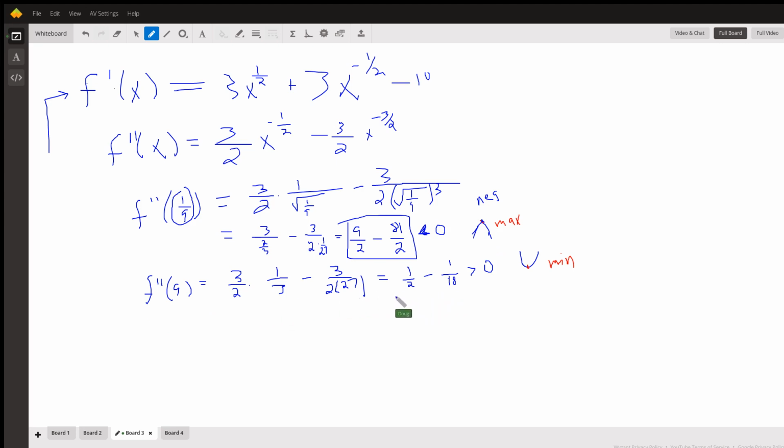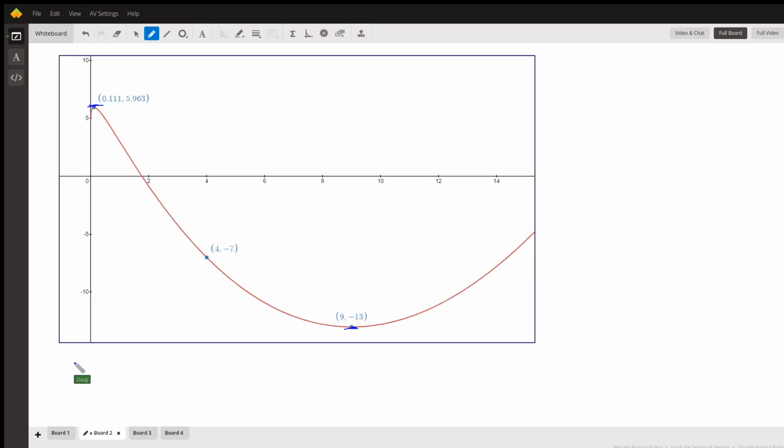And f double prime of 9 actually reduces to 4/9 if you go through the arithmetic, which tells you positive, smiley face, so 9 generates a minimum, which is what we got back here on board 2.